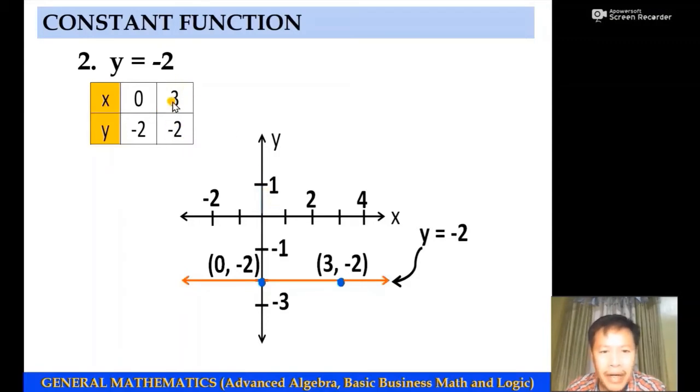Take note, our x is 3. 1, 2, 3. And your y is negative 2. Then this is 1, 2. Therefore, this is your point with coordinates 3 and negative 2. If you are going to connect these 2 points, you have a line.